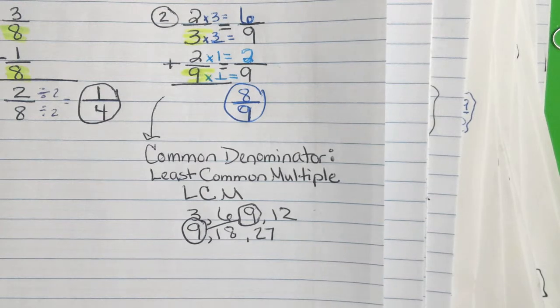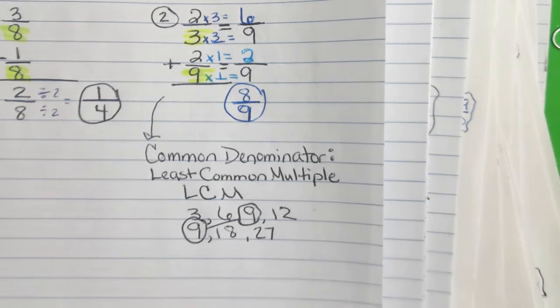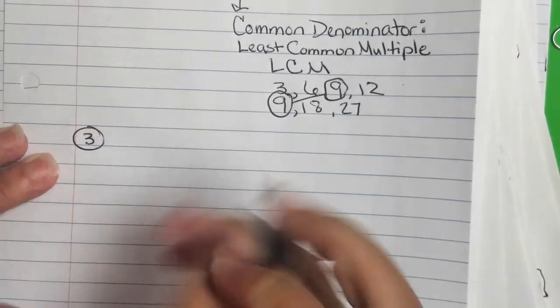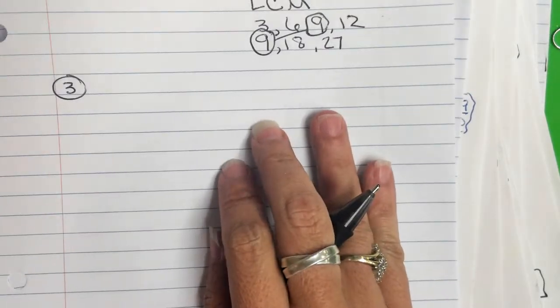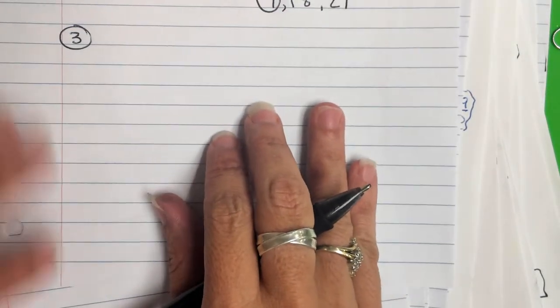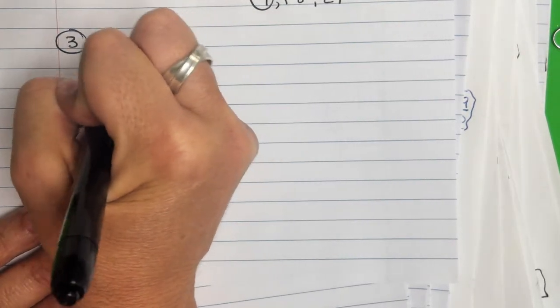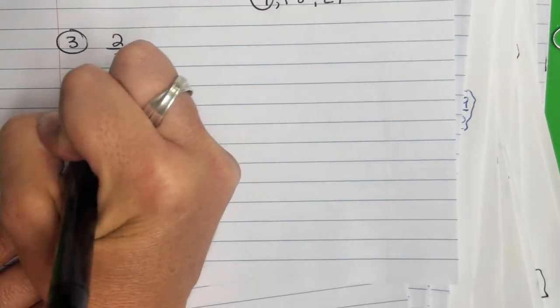Okay? Yes? Okay. We have an improper fraction. We're getting there. Now, give me just a second. Let's look at number 3. Here we go. On number 3, listen, each one of these is different, so hang in there with me. On number 3, I got 2/3 plus 2/9.